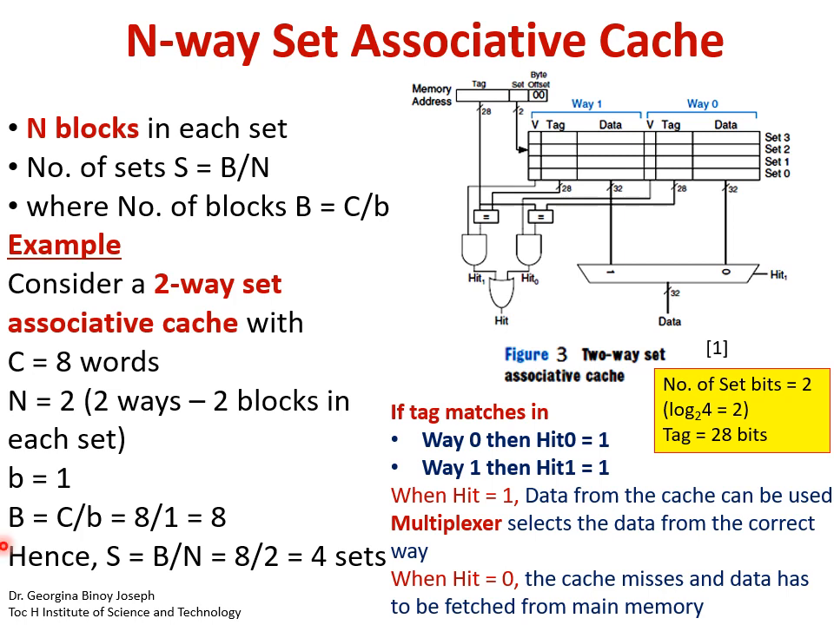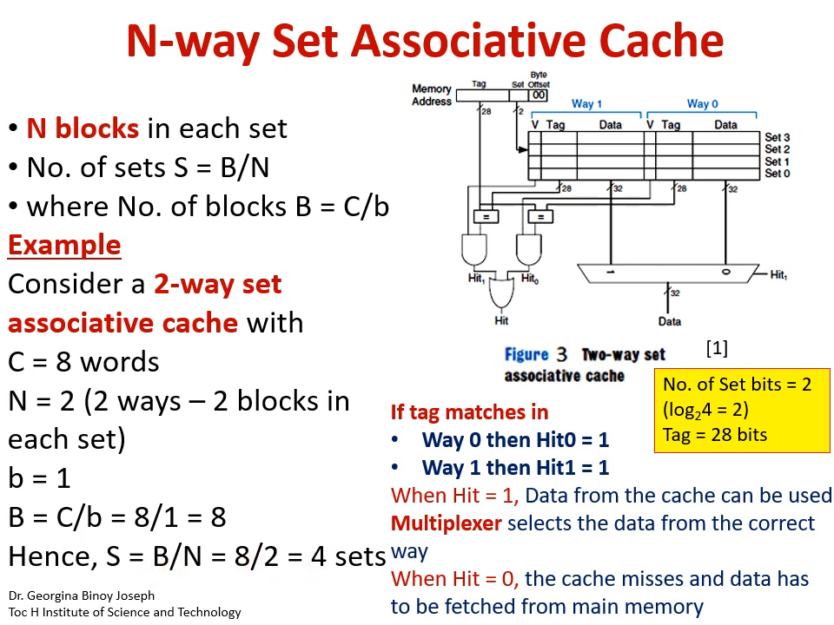So, what is B? B is cache capacity C divided by block size b. Cache capacity is 8, and let us assume that there is only one data word in each block. So the block size b is equal to 1. So capital letter B, that is the number of blocks, is 8. Now since there are two ways or two blocks in each set, we say S is equal to B by N, that is 8 by 2, that is 4 sets.